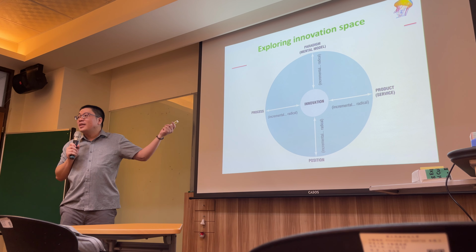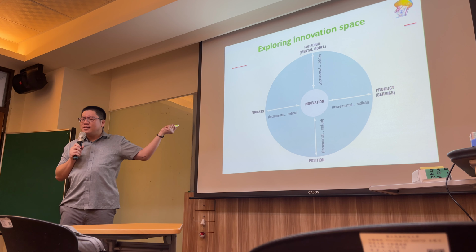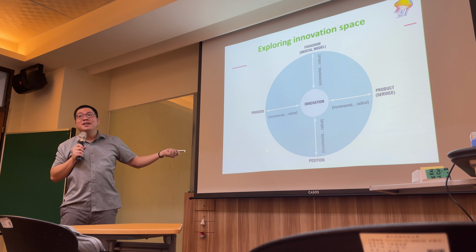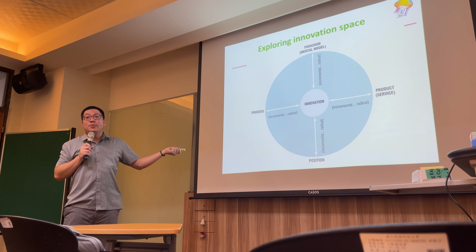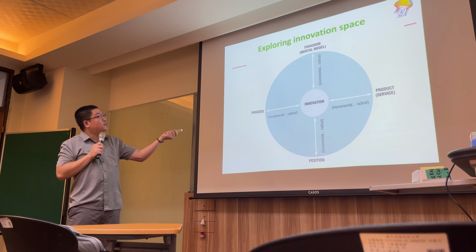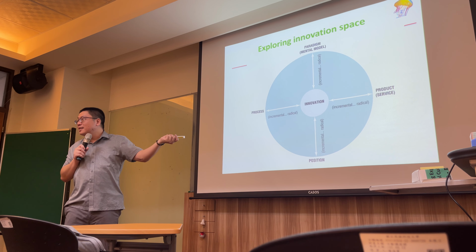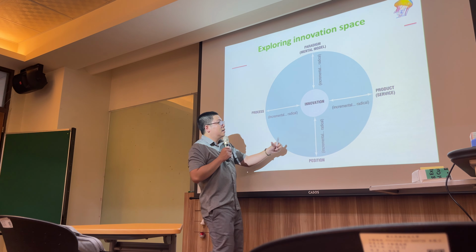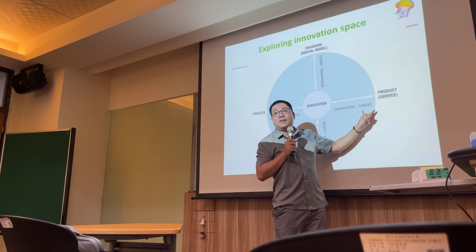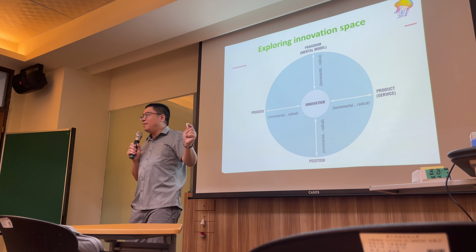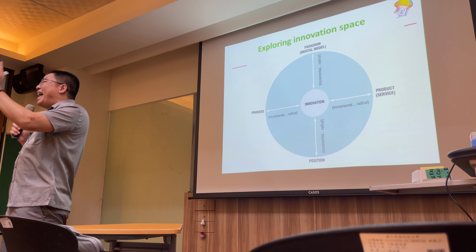Look at here, because this is the main focus of this chapter. So you have 4 P's. Got it? Product, process, position, and paradigm. And in each P, we have 2 types, from incremental to radical innovations. Right? For example, product, incremental or radical product service. Position, process, and paradigm. So we have 4 times 2, which is 8 types.